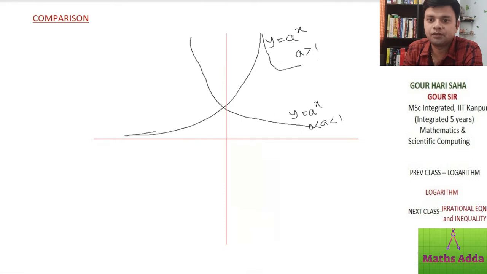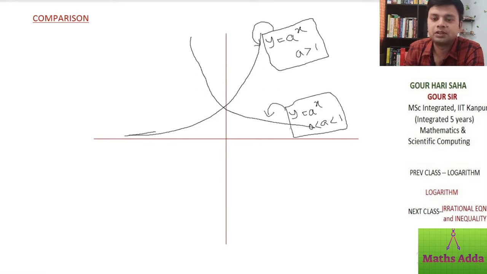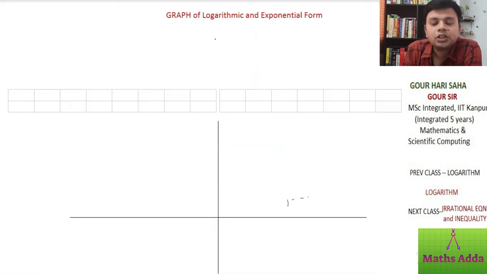So this is the graph of y is equal to a to the power x when the base is greater than 1, and this is the graph when the base is from 0 to 1. Now we will plot the graph of log, that is y is equal to log of x base a. Again, unless we know this base, we don't know how to plot it. So I will first take base equal to 2, y is equal to log of x base 2.